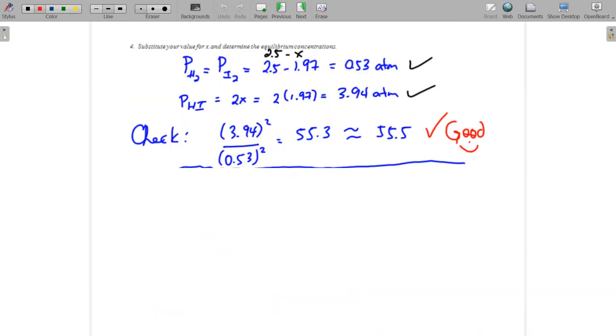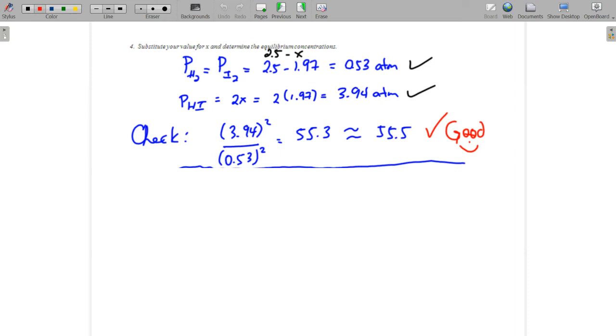The next slide, you take 2.5 minus 1.97, bam, and that's the pressure of H2 and it's the pressure of I2 because they're both the same. You take 1.97 and you multiply by 2, and then you get the 3.94. Those are the pressures that you have.